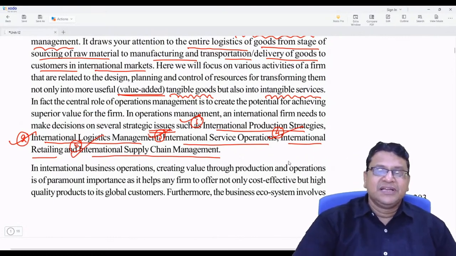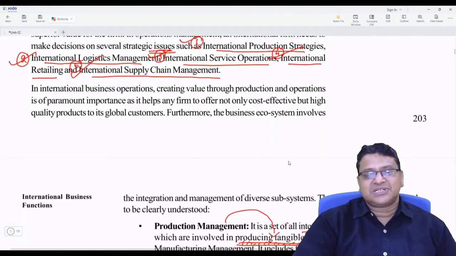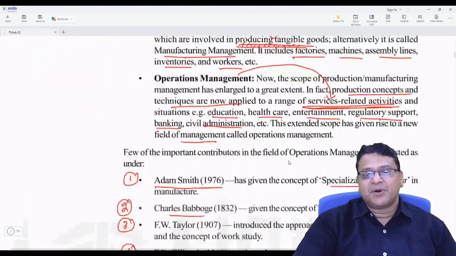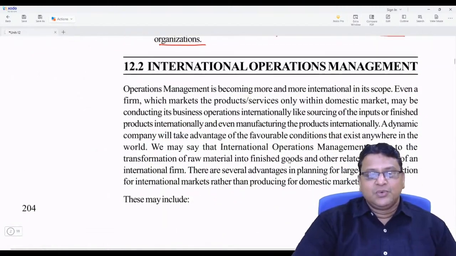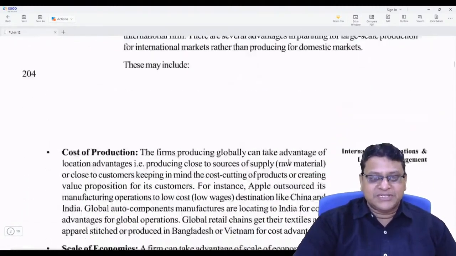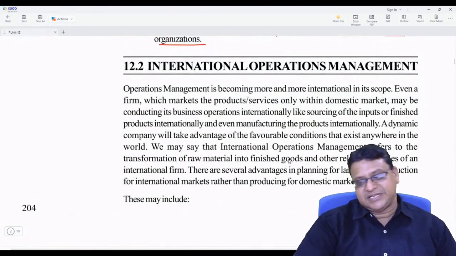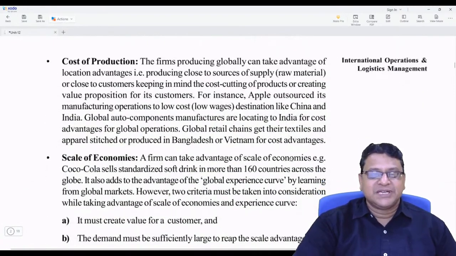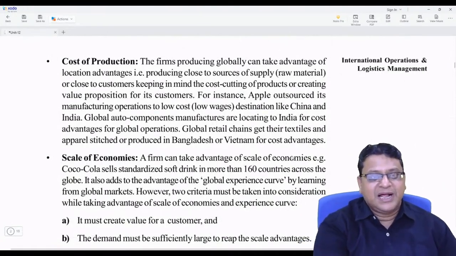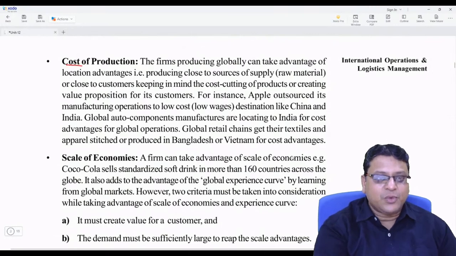First we will study international production strategy. What is international production strategy? We will discuss in the context of that. So we will have 5 important points. International production strategy: once we produce products, we have to consider 2 important points in production. One is cost of production, another is economies of scale.